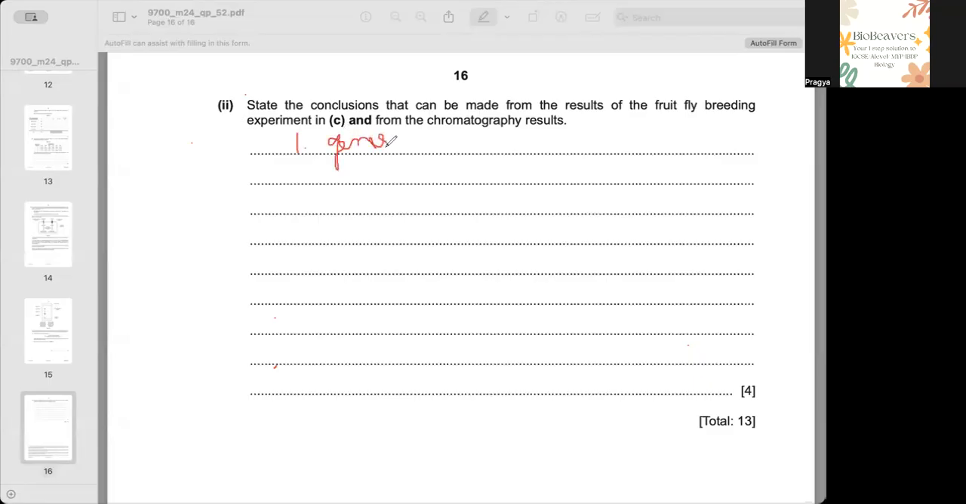The genes for eye color, which we have talked about, that is B/b and R/r, are not linked to each other, because we can clearly see a 9:3:3:1 ratio, clearly indicating that our genes are independently assorting and they're not linked to each other. This is one point about our experiment.